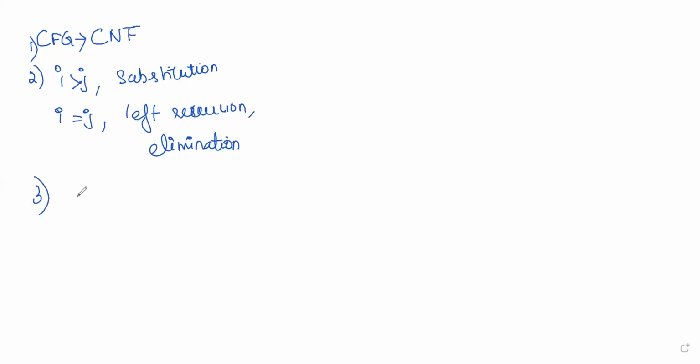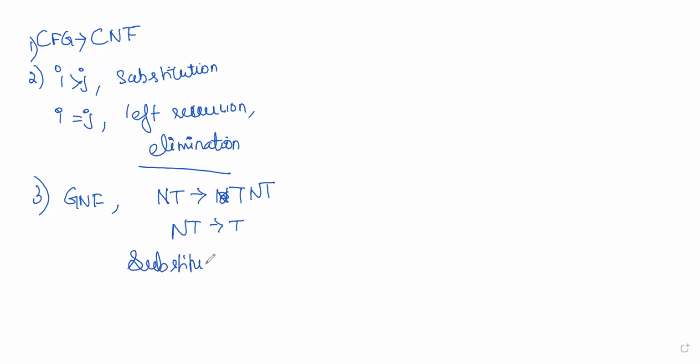Thirdly, you check whether it is following the format of GNF. That is, a non-terminal should produce only a terminal followed by non-terminals, or you can also have just a terminal. Check whether the production that you got after the elimination step is in this format. If not, substitute and change it into this format. This is your first method. Sometimes this will be asked as a detailed question, so you have to follow these steps to convert your context free grammar into GNF.